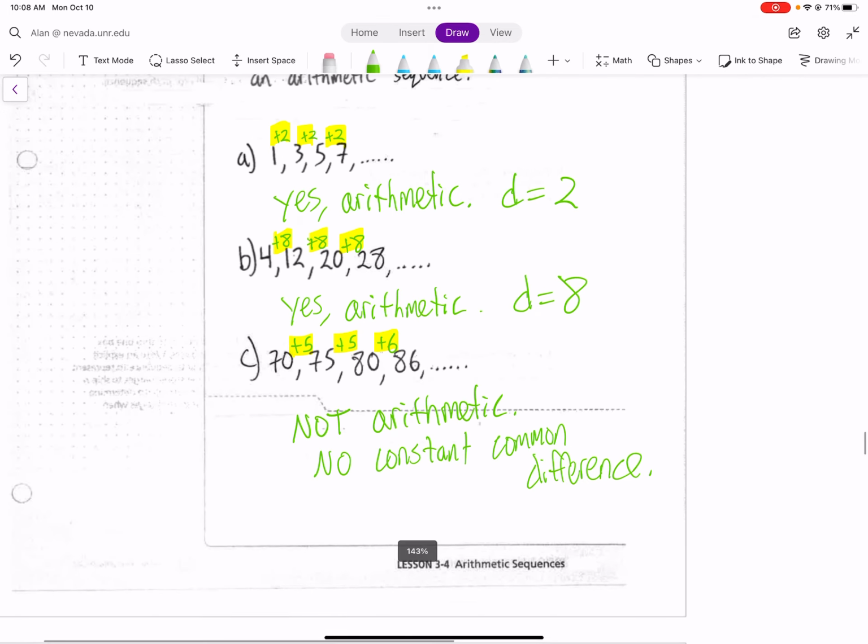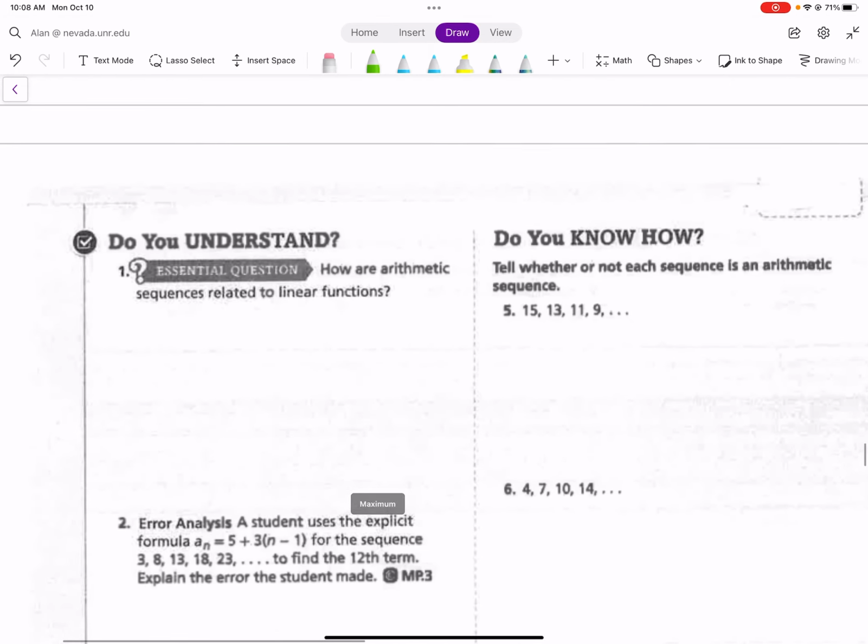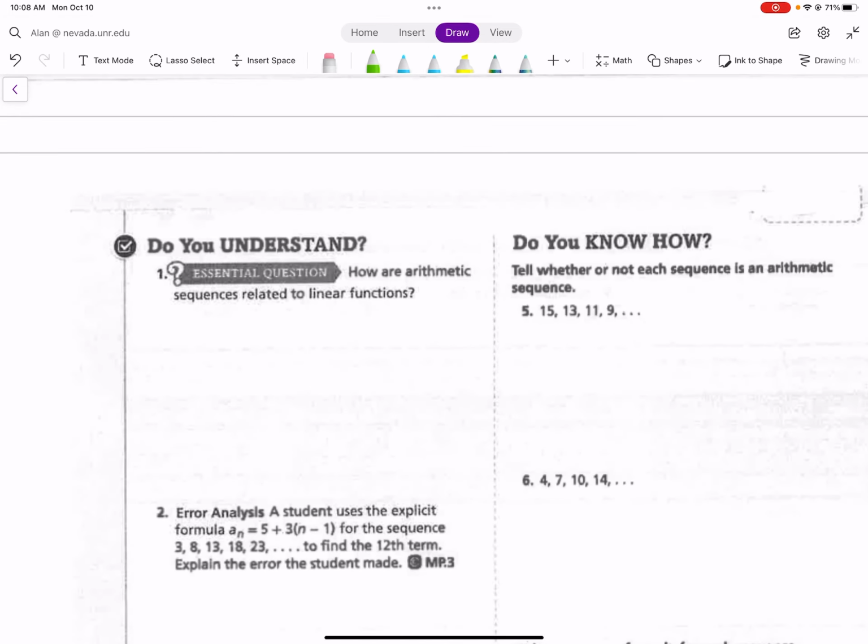All right, on to the last page. Number 1, the essential question. How are arithmetic sequences related to linear functions? Well, we've already talked about. Let's start with arithmetic sequences.